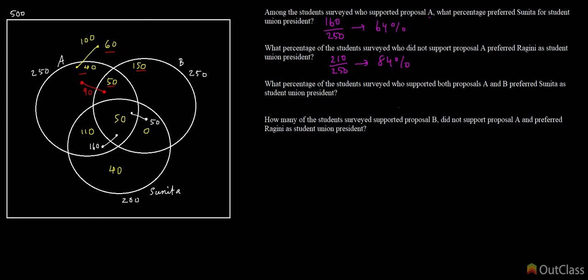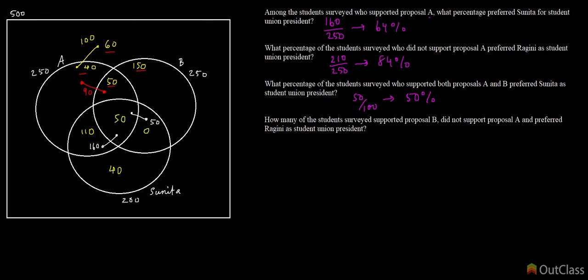Third question, what percentage of the students surveyed who supported both A and B preferred Sunitha? These are the people who supported both A and B. Out of that, this 50 supported Sunitha. So you're looking at 50 upon 100, which is 50%.